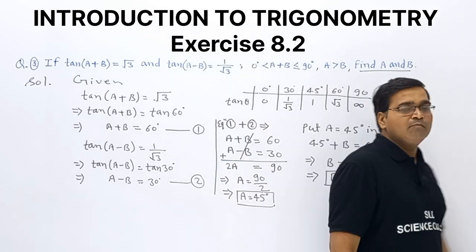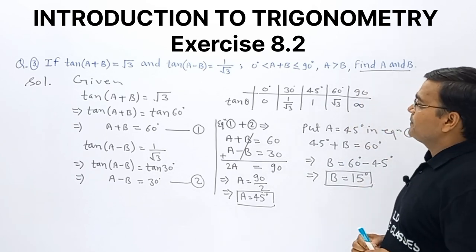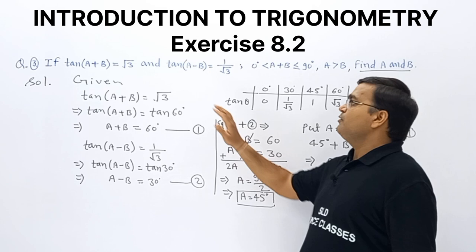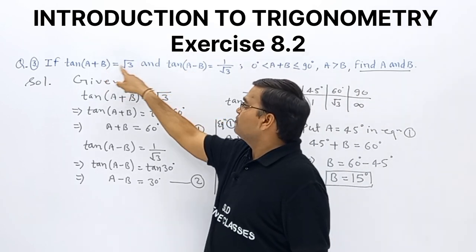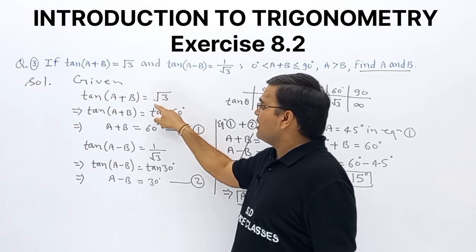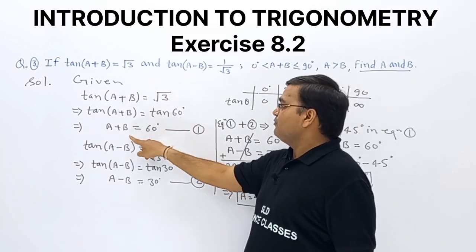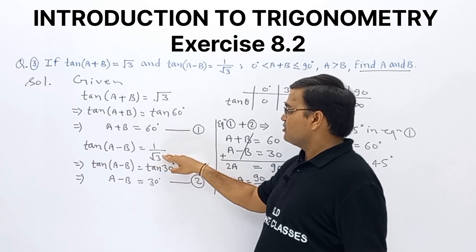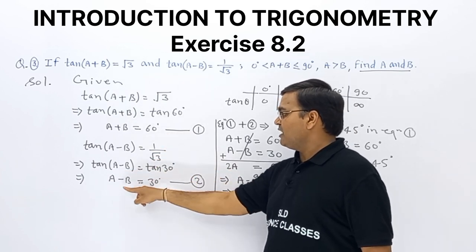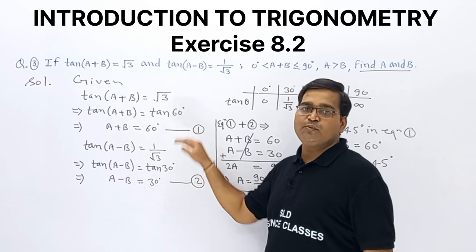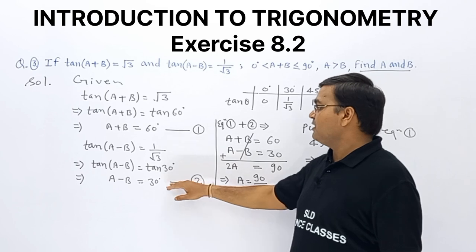So we obtained both results. Observe again what we are doing. We have two equations. Tangent A plus B equal to square root of 3. So square root of 3 is tangent 60. Clear? Once we compare, then we are getting this equation. Now the second relation, and this value will be tangent 30. Compare, then we are getting this one. Two variable linear equations we are having.